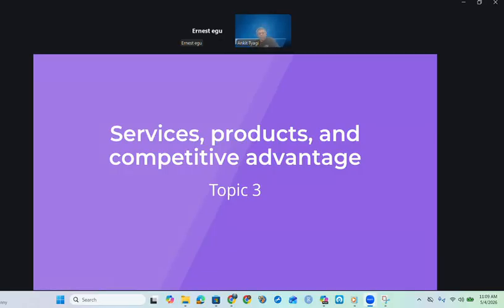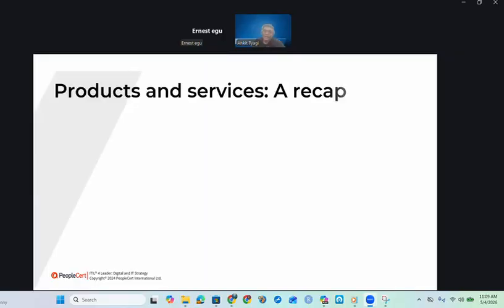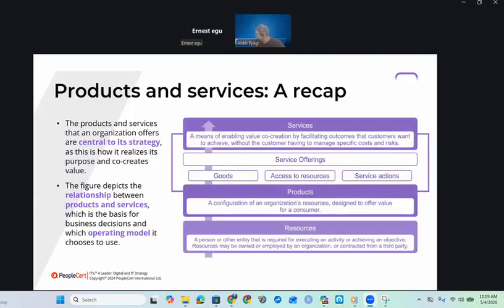Services, products, and competitive advantage. Now, this is something that is coming from the foundation level itself. Do you remember any such picture from foundation? So that is where they are picking it up from.